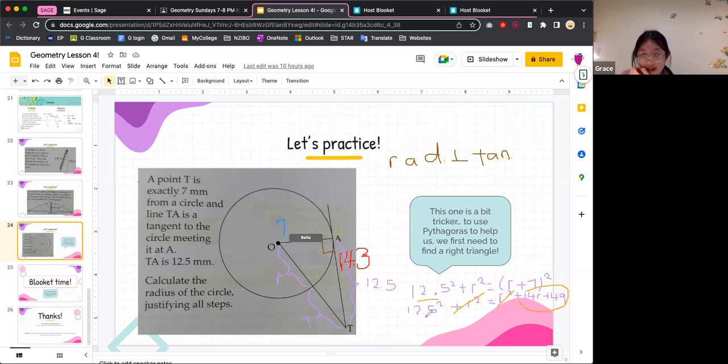It's 49. Oh, I see Bella's writing something up. Yep, 7 point something is correct. Do you want to just keep going? Yeah, 7.6. Nice. So if you go on to solve this, you've got 14r plus 49 equals 12.5 squared. And if you solve this linear equation, you're going to end up with 7.66. So nice job.